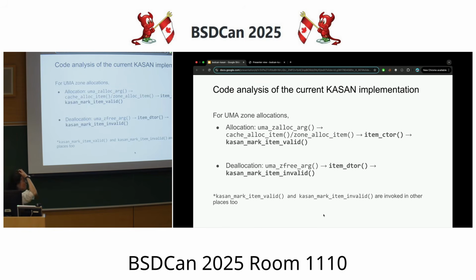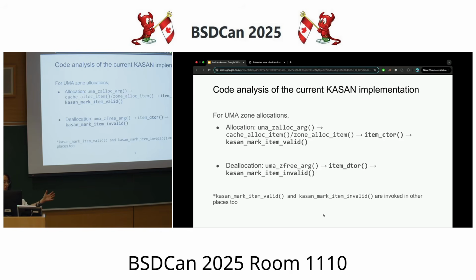So let's think about how to fix this. In the FreeBSD kernel, we have the UMA zone allocator. We also have the generic malloc allocator, which is actually built on top of the UMA zone allocator. So let's consider UMA zone allocations first. For allocation, we have the uma_zalloc_arg function, and after a long chain it will eventually call kasan_mark_item_valid. This function basically marks a zone item as valid.